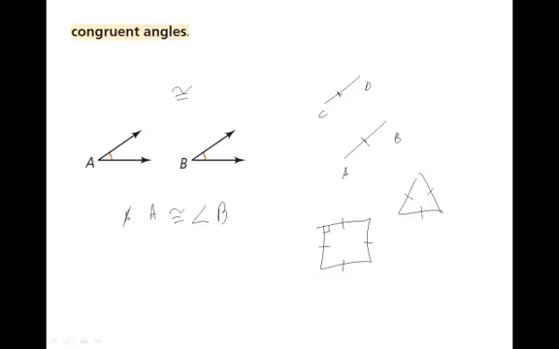Now, if you want to talk about equality, remember that the figures themselves are congruent, but when we're talking about measurement, that's just some number with degrees. The measurement of angle A and the measurement of angle B, those are equal.